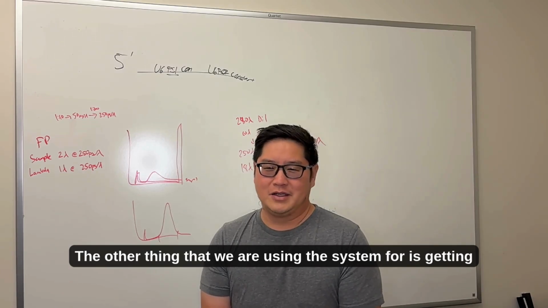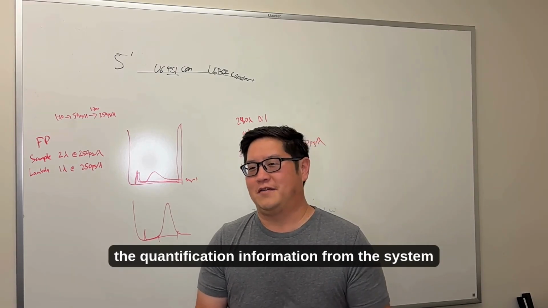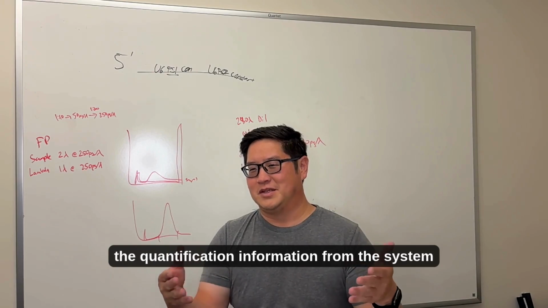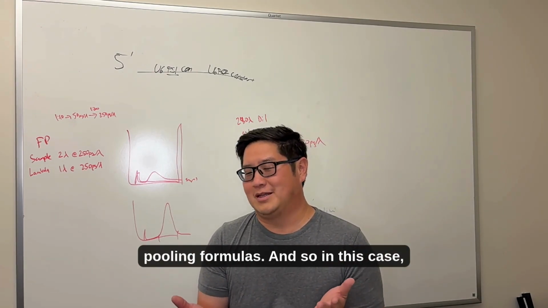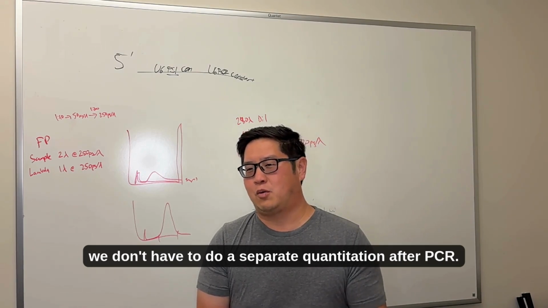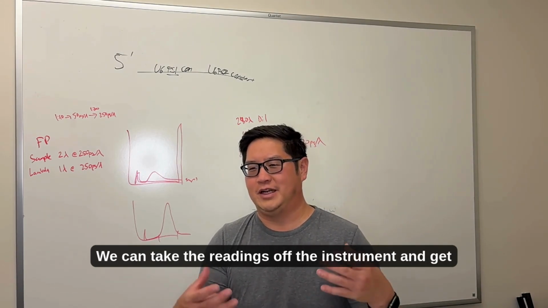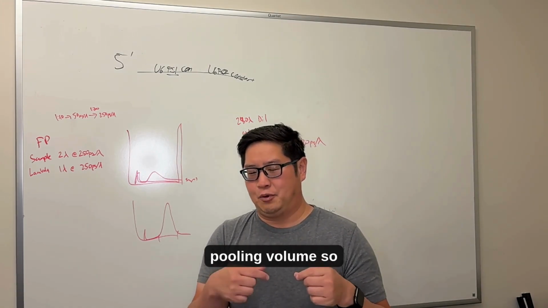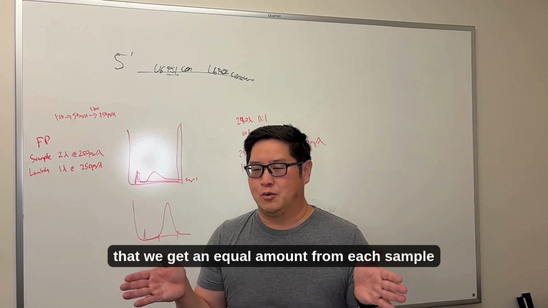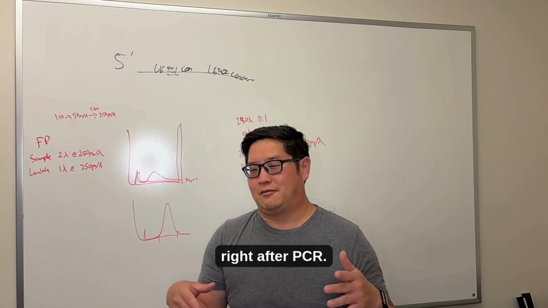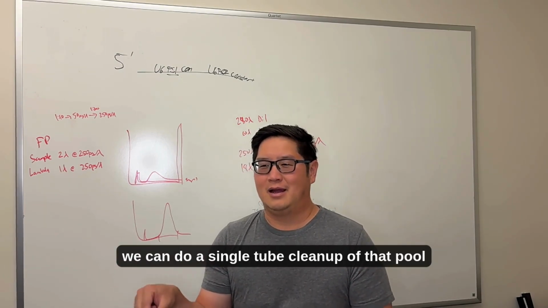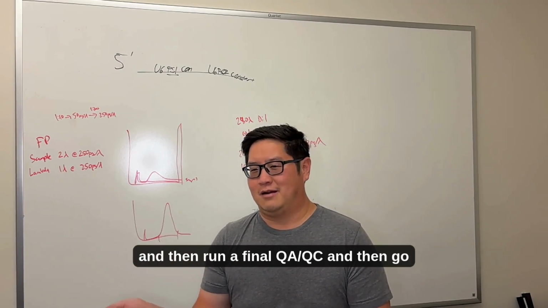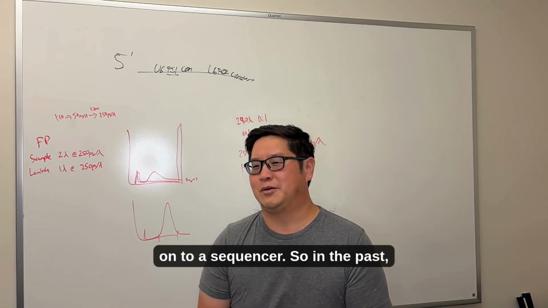The other thing that we are using the system for is getting the quantification information from the system to generate pooling rules or pooling formulas. And so in this case, we don't have to do a separate quantitation after PCR. We can take the readings off the instrument and get pooling volume so that we get an equal amount from each sample right after PCR. And then once this is done, we can do a single tube cleanup of that pool and then run a final QA/QC and then go on to a sequencer.